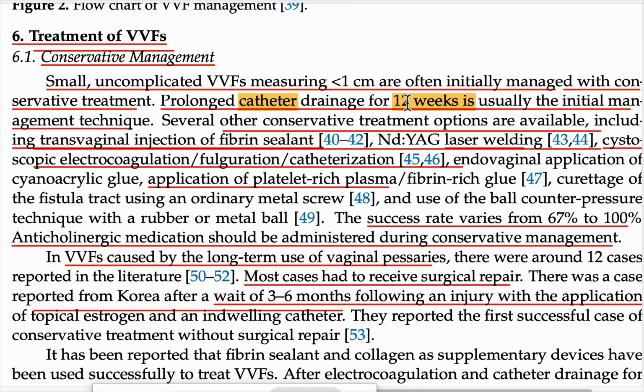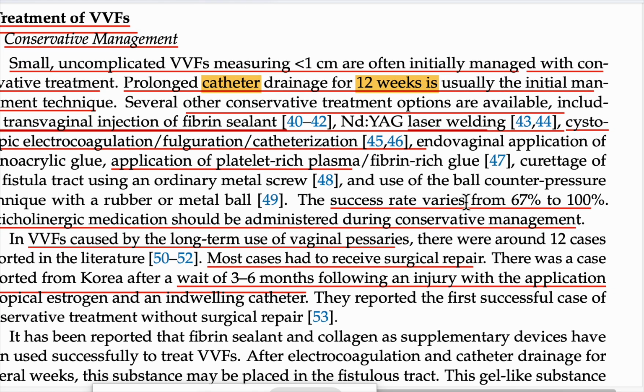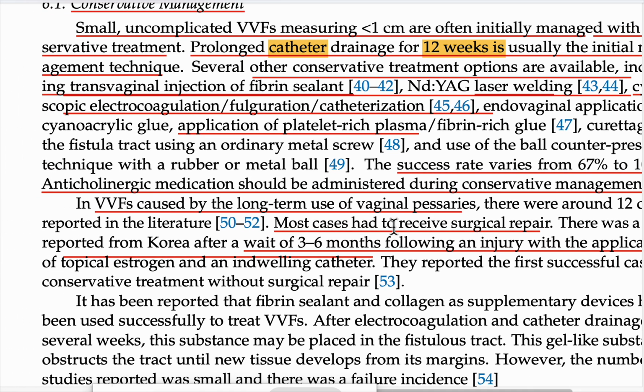So the area that makes the fistula, 0.5 centimeter or 1 centimeter, will be managed conservatively with a catheter. Catheter means we put catheter drainage, then it can make the fistula go away. And the success rate of this is 67 to 100% if the fistula is less than 1 centimeter. Please remember this figure.